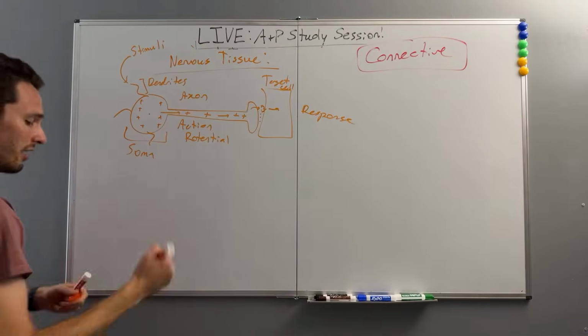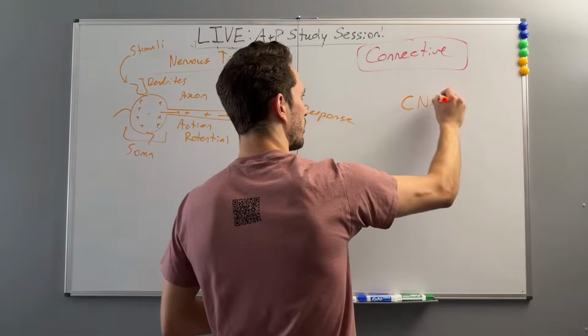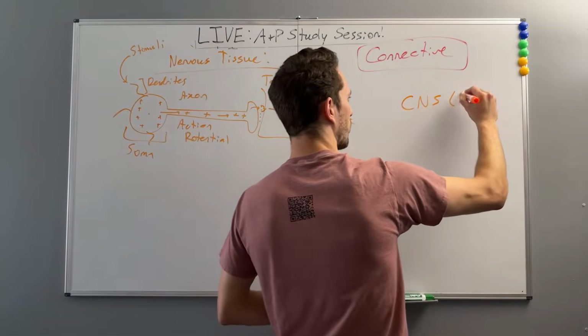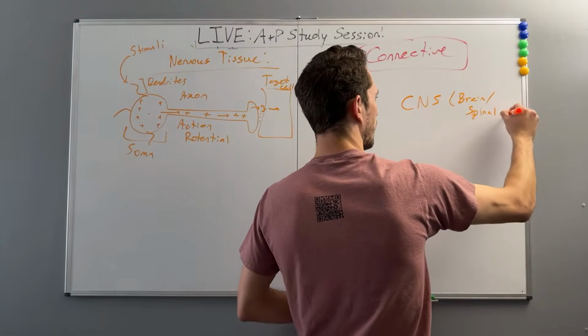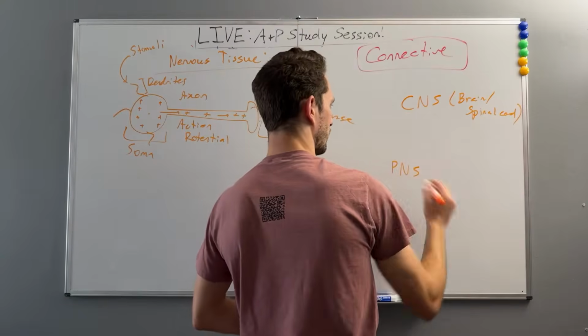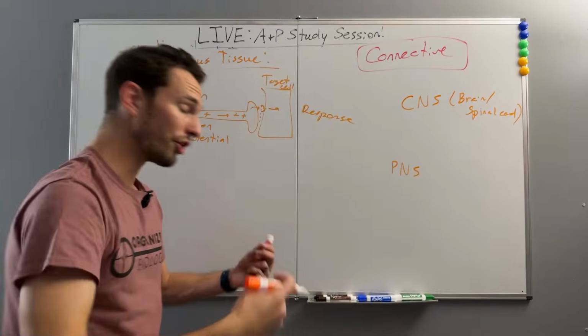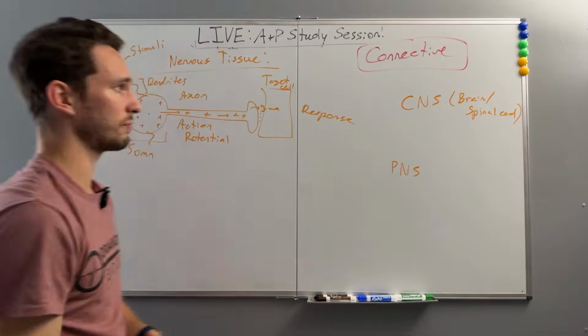But we clarify that by saying, some neurons are found in the central nervous system, which is going to be your brain and your spinal cord. And then there will also be neurons in your peripheral nervous system, which is going to be like your nerves, your sensory neurons, and your motor neurons coming in and out of the brain and the spinal cord.